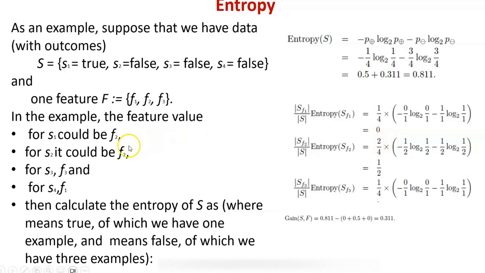And out of these 2, how many positive samples and how many negative samples are there? These are S1 and S2, right? This one is a positive sample and this one is a negative sample. So, one positive sample and one negative sample is there. So, 1 by 2 log 2 of 1 by 2 and minus 1 by 2 log 2 of 1 by 2. Hope you can understand.